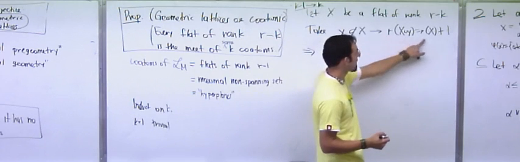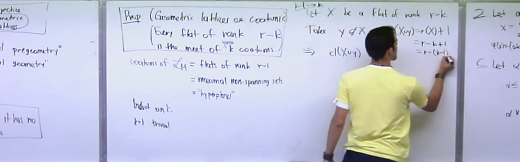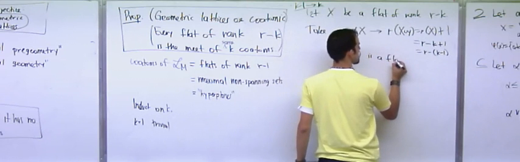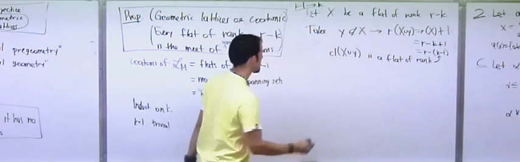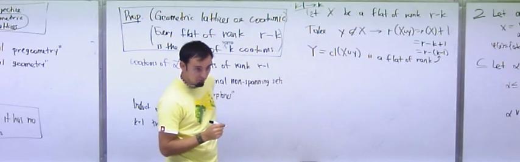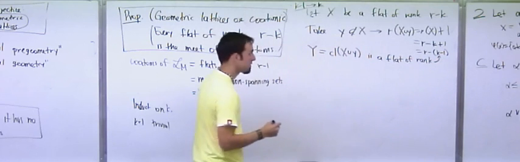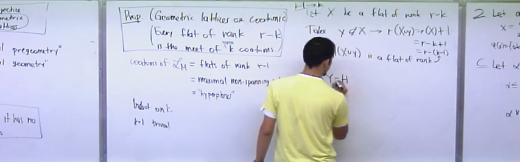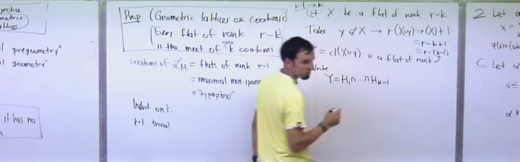So the rank of x union y is r of x plus 1, which is r minus k plus 1, which is r minus k minus 1. And so this is a flat of rank r minus k minus 1. Let's call it maybe big Y. Okay. So I can use my induction hypothesis to say, well, Y has co-rank k minus 1, and so I can write it in the desired way. So I can write Y as an intersection of k minus 1 hyperplanes.